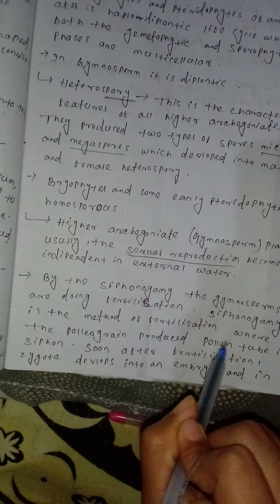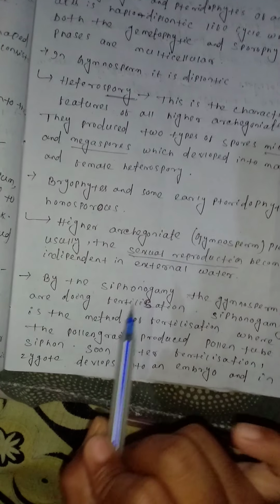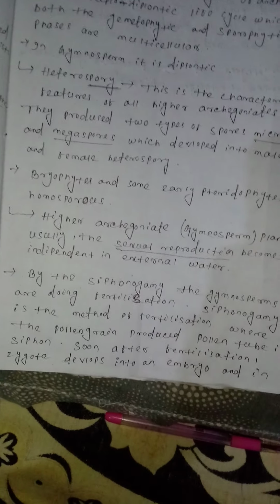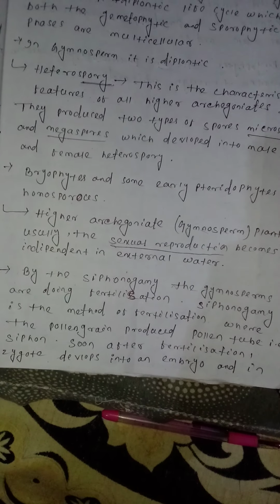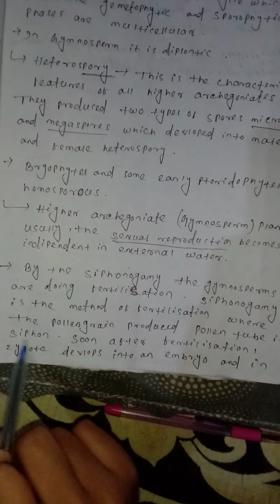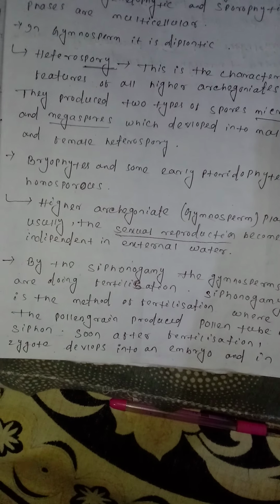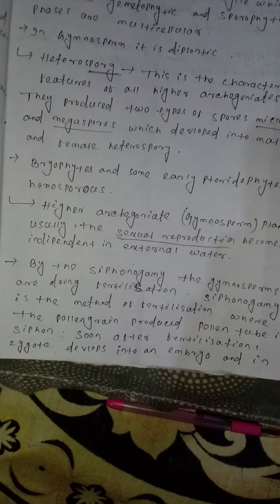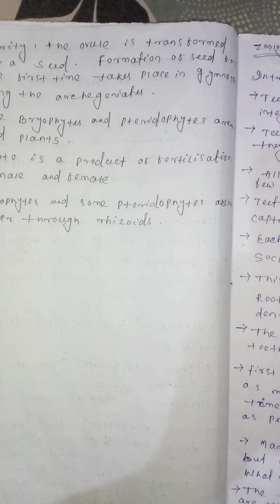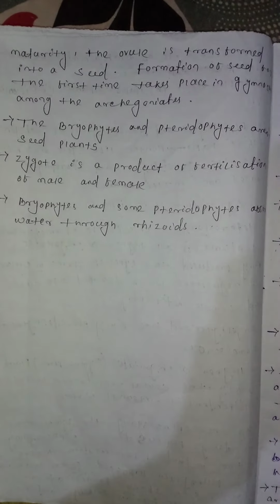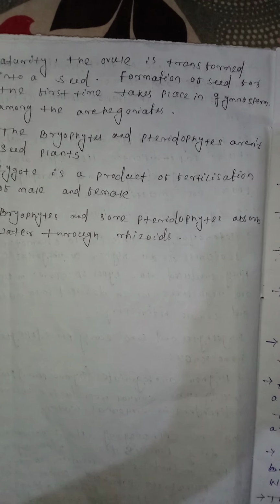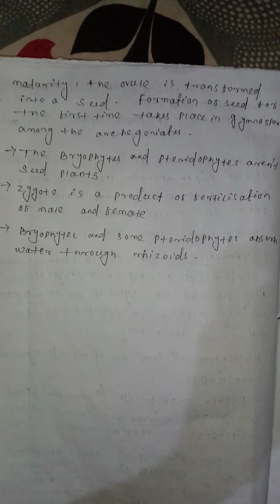The mode of fertilization in gymnosperms is siphonogamy, where the pollen grain produces a pollen tube, known as the siphon. Soon after fertilization the zygote develops into an embryo, and at maturity the ovule is transformed into a seed. Formation of seed for the first time takes place in gymnosperms among the archegoniads.